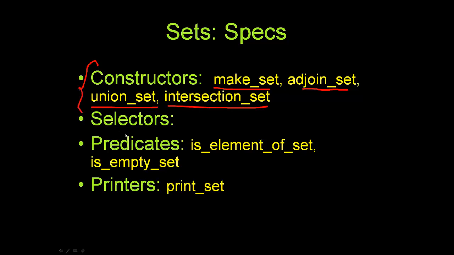Selectors: you can't really select stuff from a set. So essentially, you have 2 predicates. One is whether something is an element of a set, and the other is whether the set is empty, and you can print the set. So these are the specifications that you can have for a set object.